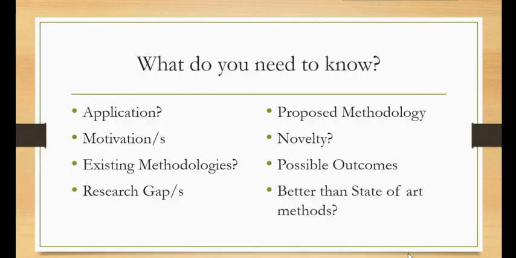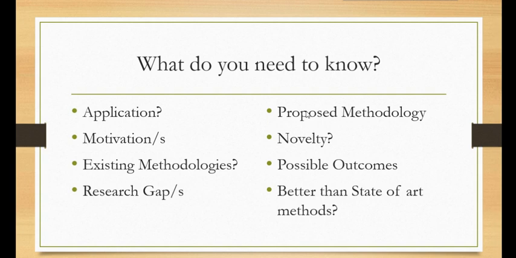To complete the writing of an abstract, we have divided it into two parts. One is application, motivation, existing methodologies, and research gap. And how to find all of these things from a research paper, I have already described in my previous video. You can have a look, and you will clearly understand what the application is, what the motivation is, what the existing methodology is, and what the research gap is.